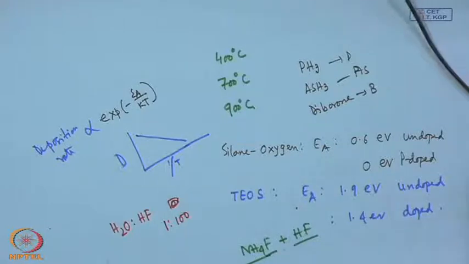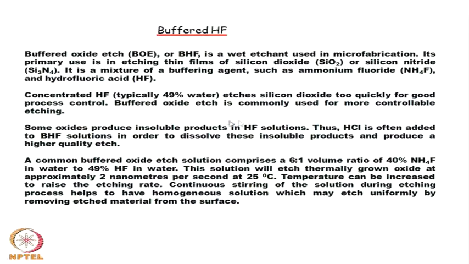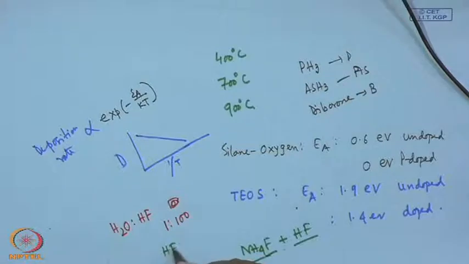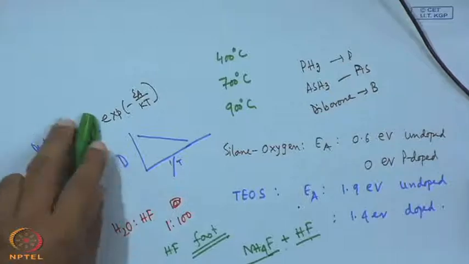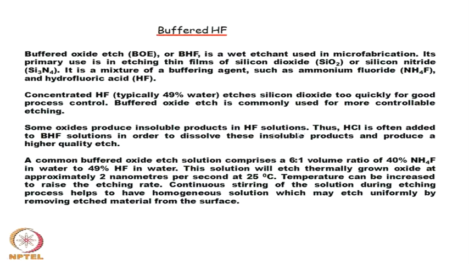Now, controlled hydrofluoric acid, where typically 49% water is there, etches silicon dioxide too quickly for good process control. Buffered oxide etch is commonly used for more controllable etching. So, the difference between normal HF etching and buffered HF etching is that plain HF is fast. If you use a simple hydrogen fluoride solution, then the etching is fast. However, in case of a buffered solution, it is controllable, the rate is not so high.